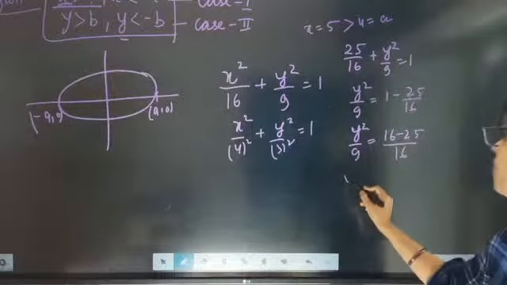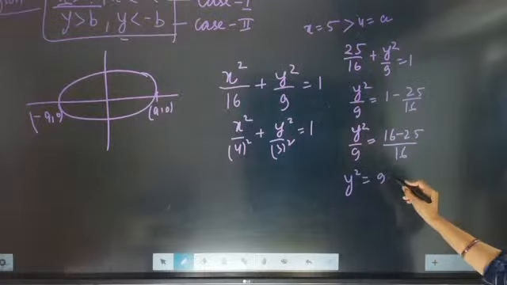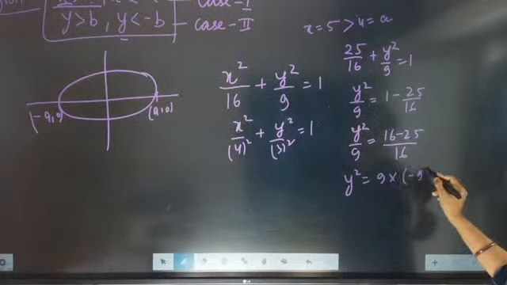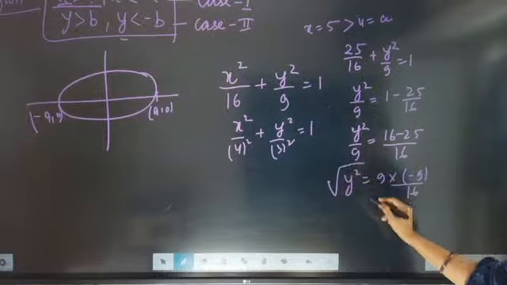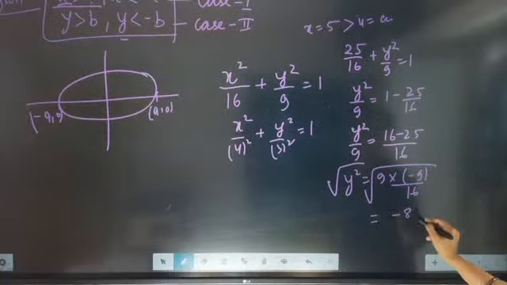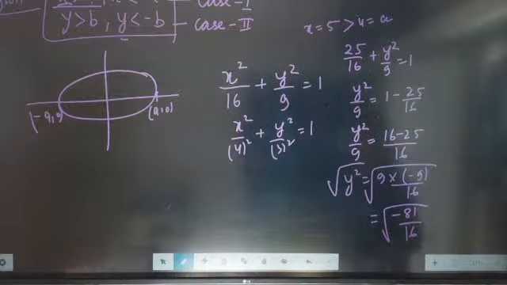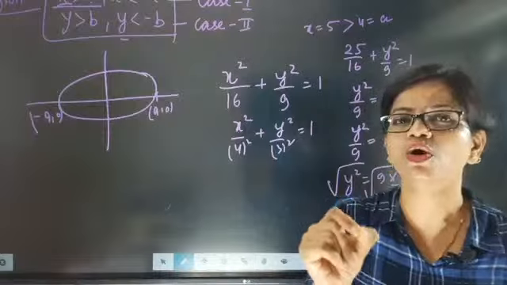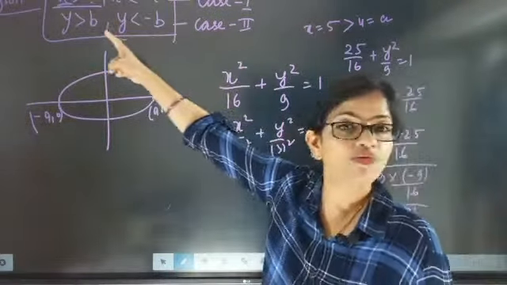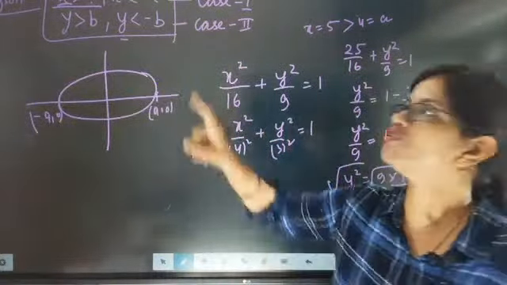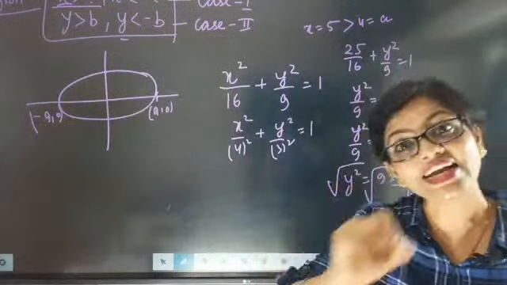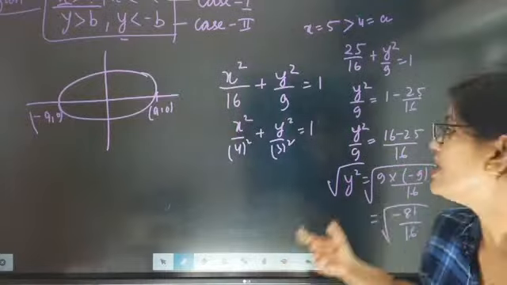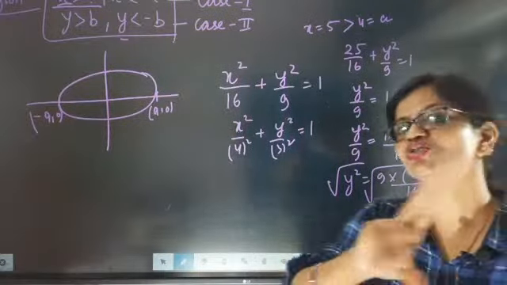Check this one out. y square equals 9 times, here 25 minus 16 will be coming as what? 9 is coming, so minus 9 by 16. So y square equals minus 81 by 16, which is a negative number, and when you take the square root on both sides it will go imaginary. So when we take any value of x greater than the value of a or less than the value of minus a, we will get a negative value of y square, meaning an imaginary value of y, which is not possible.